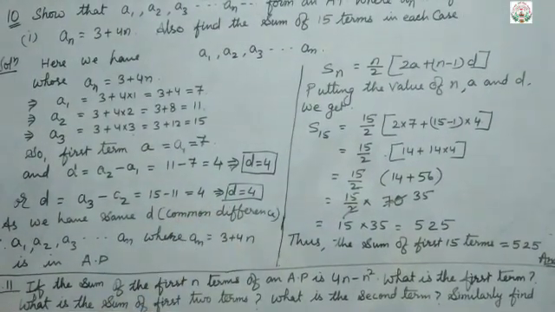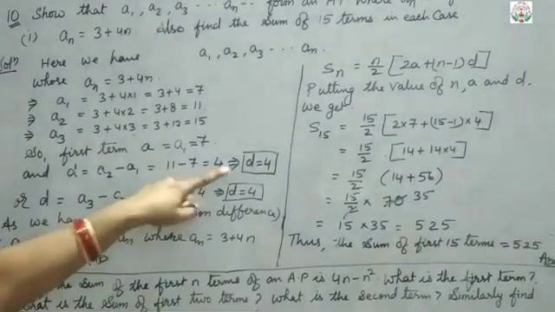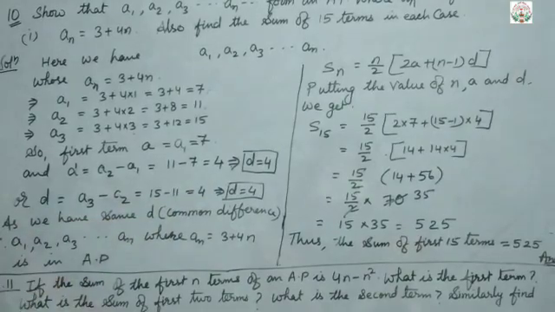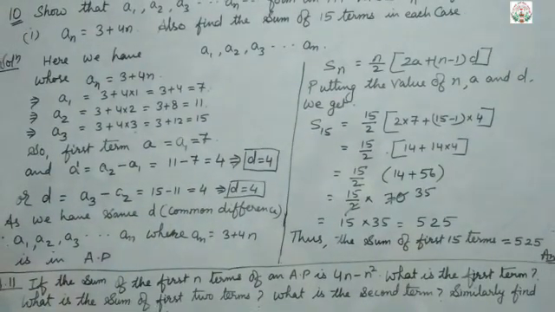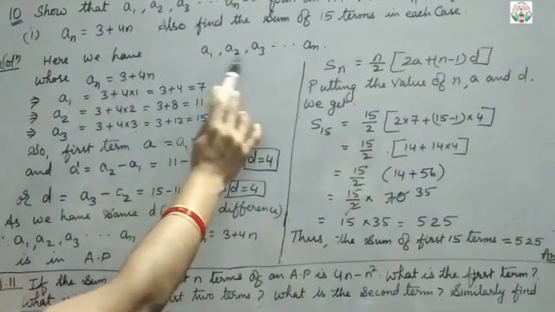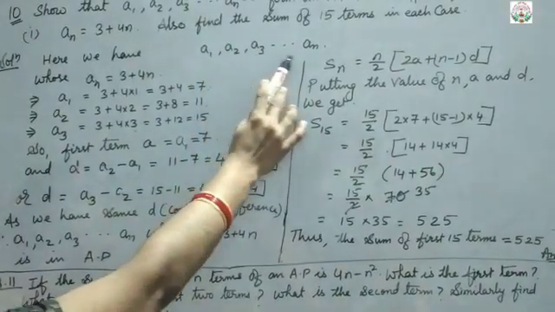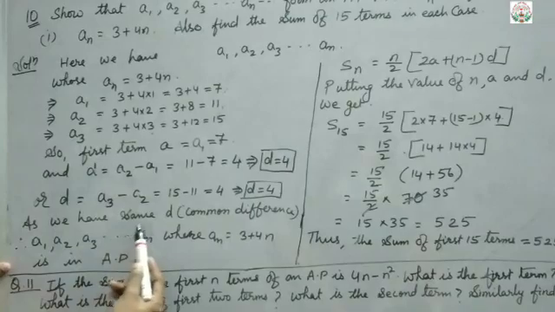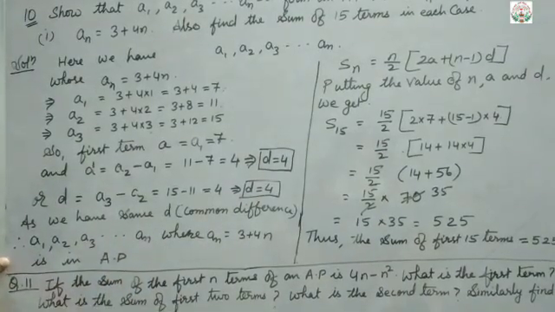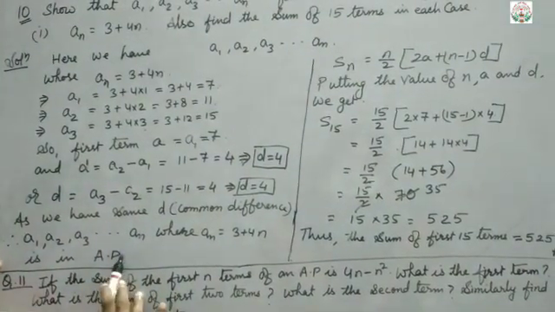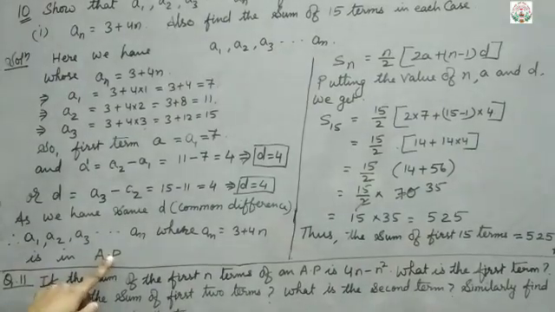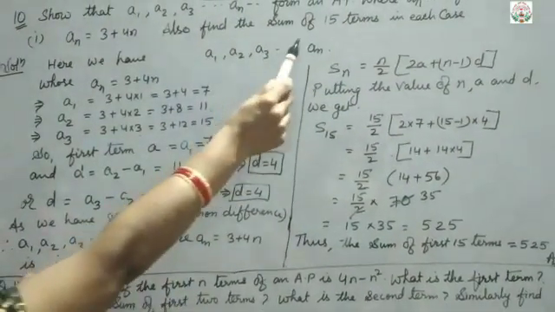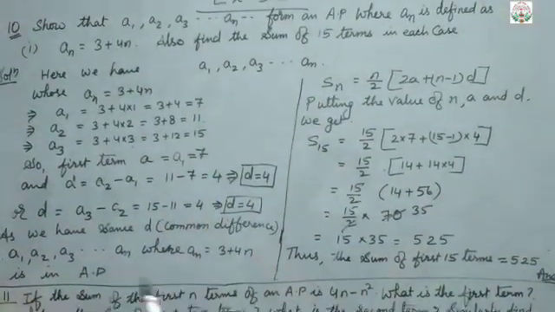Now D equals 4. That means in both cases we can see the D value is 4. That means the series A1, A2, A3 dot dot dot AN is in AP, as we have the same common difference. Once it is in AP, we can find the sum of the first 15 terms.